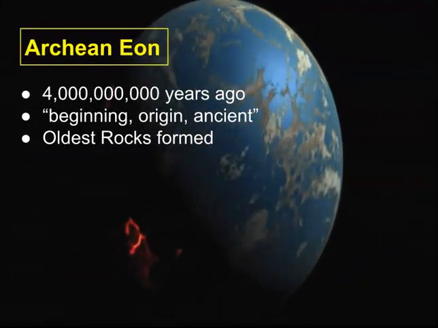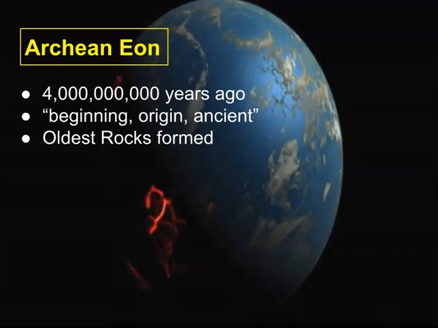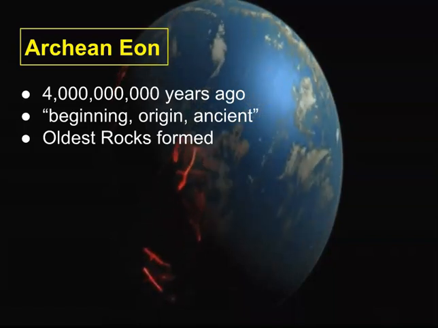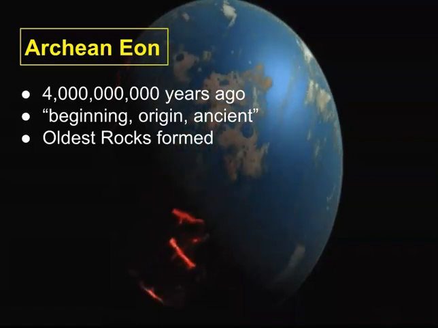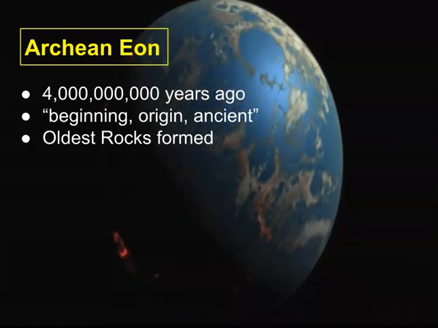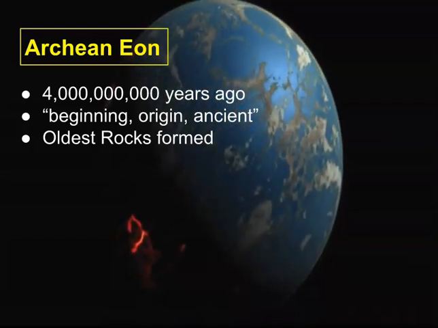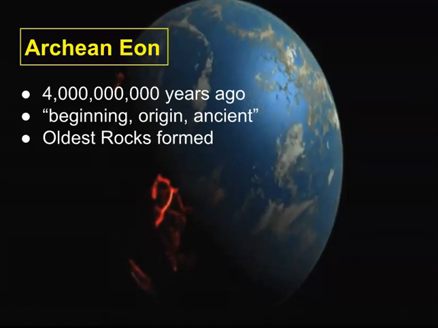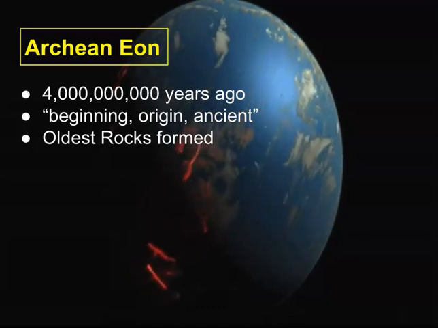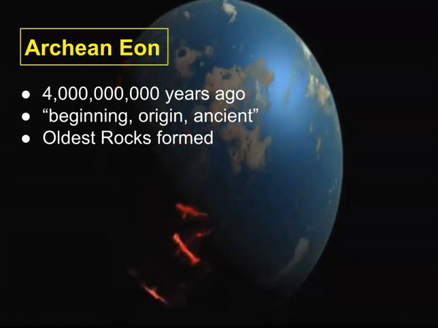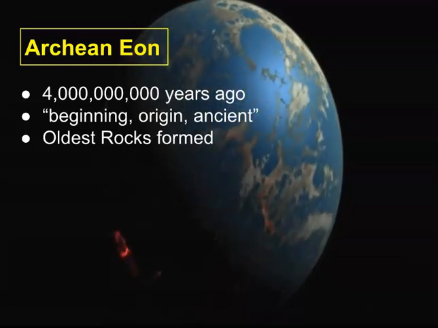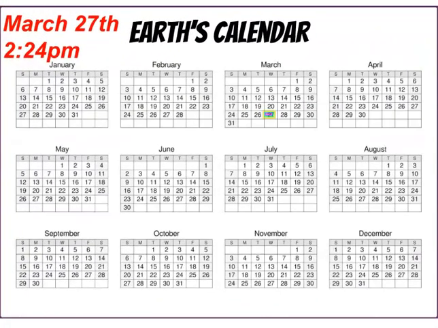Okay, so you can see this animation here is trying to show you where we were starting to get maybe some water collecting on Earth's surface, but we did have some areas that were still very hot and not hospitable, but we were starting to get what you would start to recognize as a normal planet. Okay? All right, so now we're going to fast forward to March 27th at 2:24 in the afternoon.